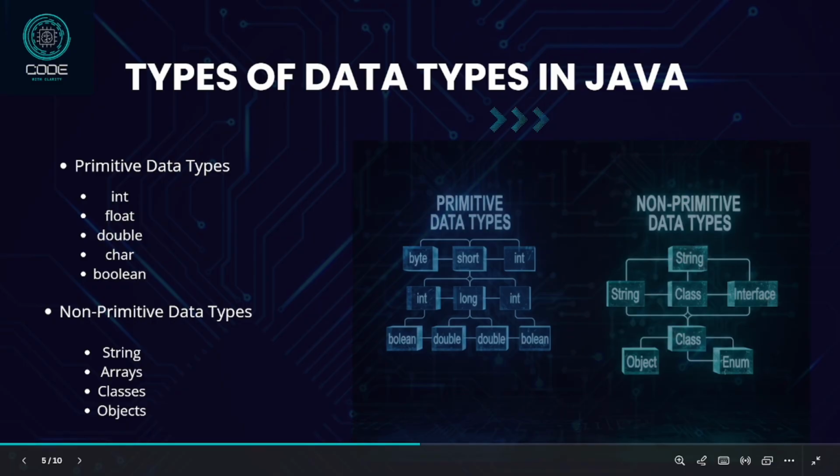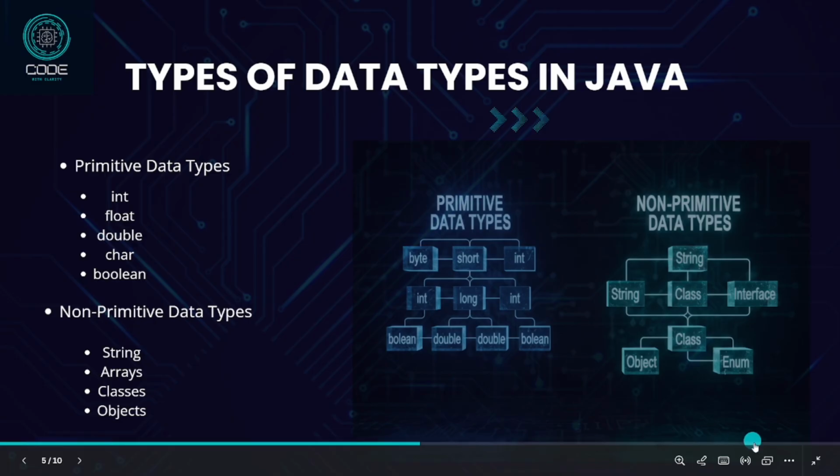String is used to store text. String का यूज होता है टेक्स्ट स्टोर करने के लिए. Names or sentences we store in a string. Second is arrays. Arrays are used to store multiple values of the same type in a single variable, like a collection of marks or a list of numbers.